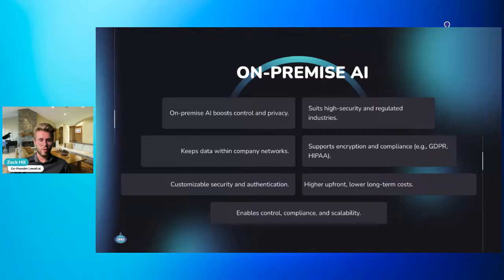Additionally, it allows for customizable security protocols and secure authentication integration, enabling organizations to tailor security measures to their specific requirements. While the initial investment in on-premise AI may be higher than cloud alternatives, it often results in lower long-term operational costs. On-premise AI deployment allows businesses to harness AI's potential while exerting complete control over their data, ensuring regulatory compliance and cost-effective scalability.